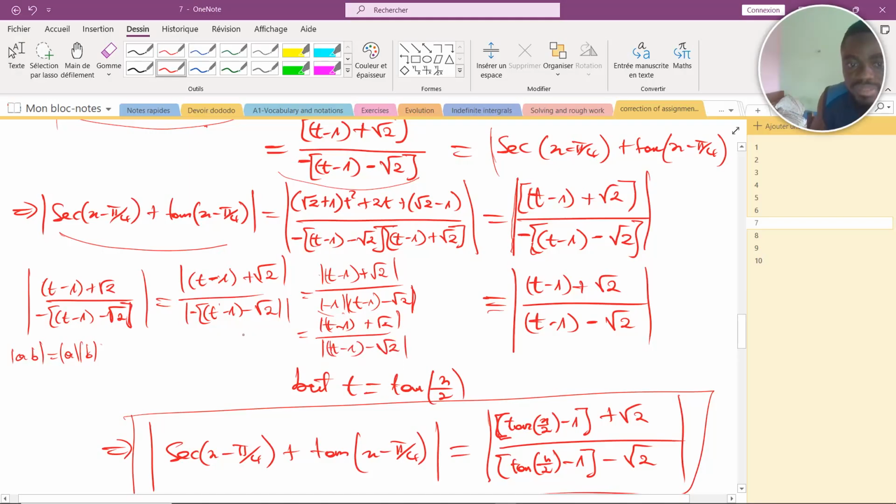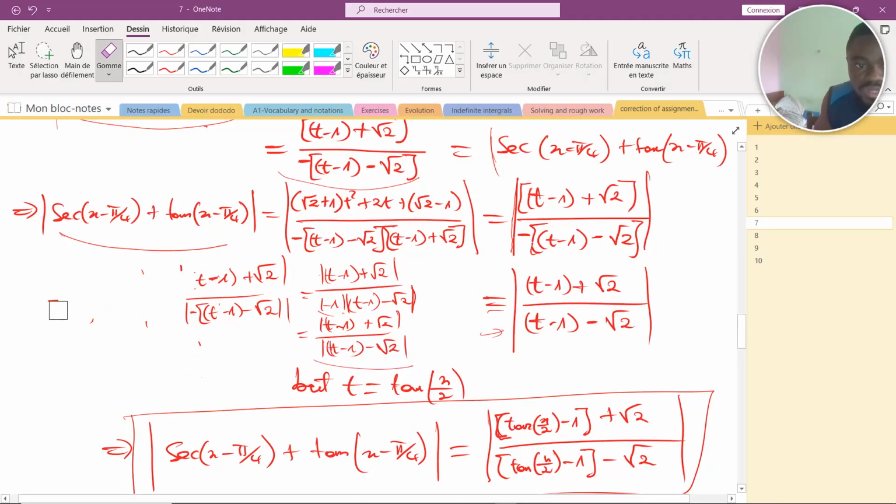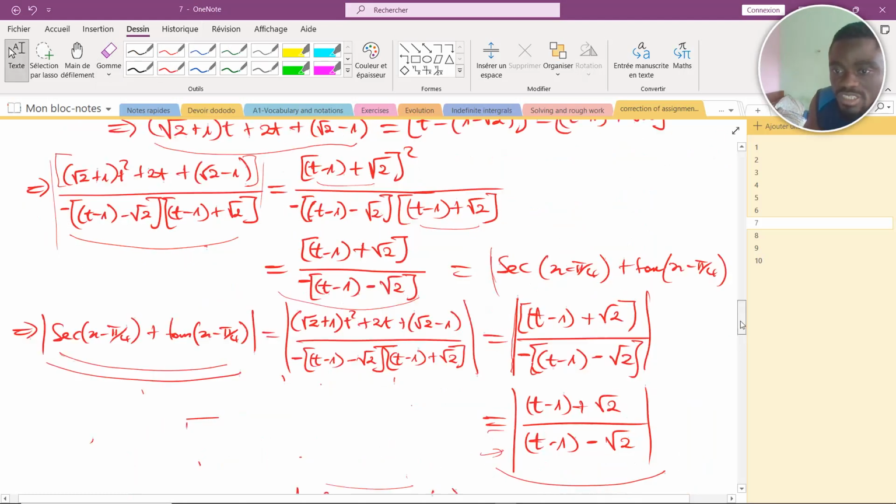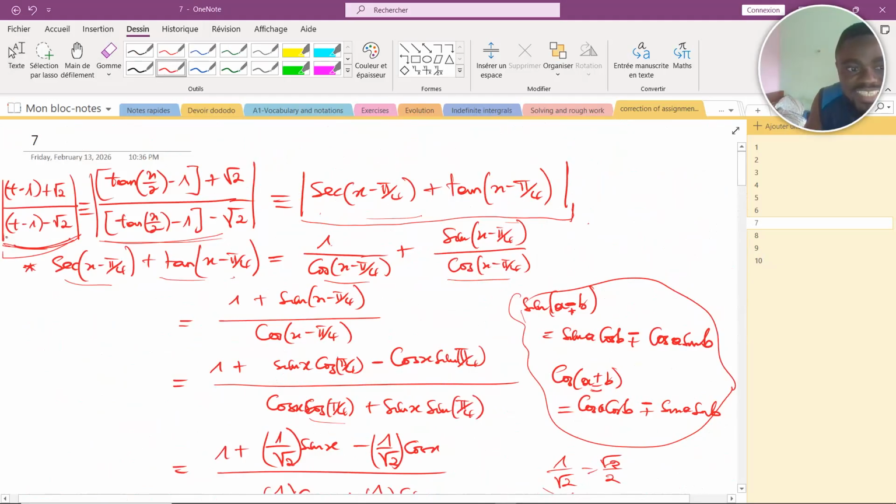Now, we know that the absolute value of A over the absolute value of B is the same as the absolute value of A over B. So that's why this goes back to this. Is that okay? So let me wipe all of this. That was just to illustrate how things came about. So this is our final answer in terms of t. The absolute value of this in terms of t is equal to this. But what do you notice? This expression is exactly the expression in terms of t we wanted to prove.